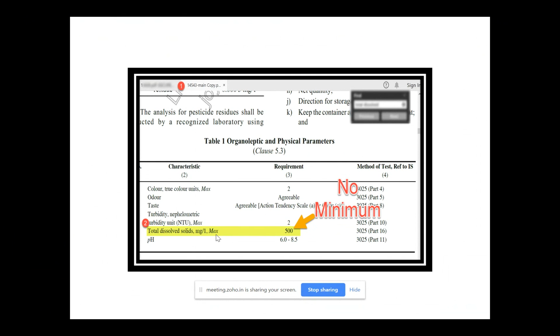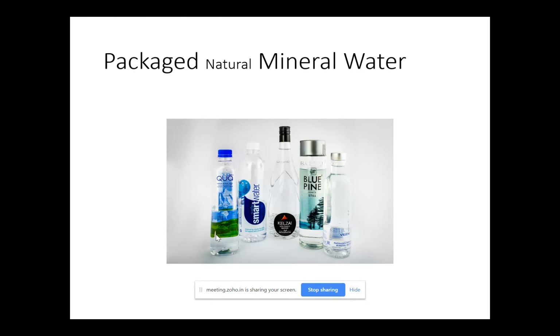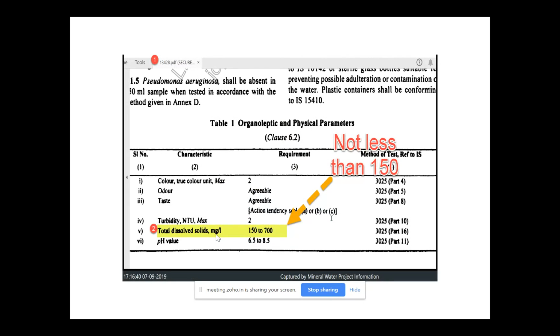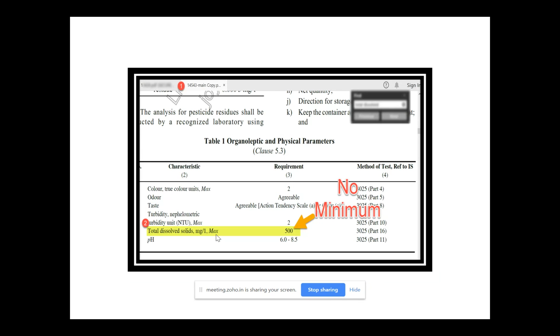Okay, and in mineral water, let us see what the TDS limit is. Total dissolved solids is 150 minimum to 700. And in packaged drinking water, there is no minimum. Usually packaged drinking water is the distilled kind of water which we normally take, Kinley or distilled. It is normally within a range of 30 to 70 TDS.